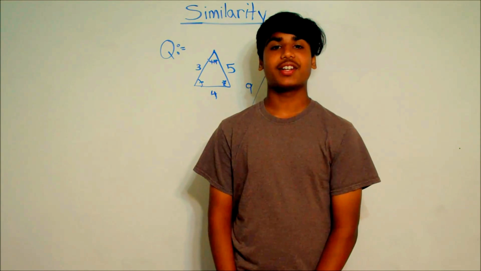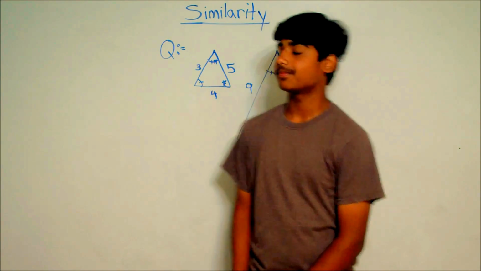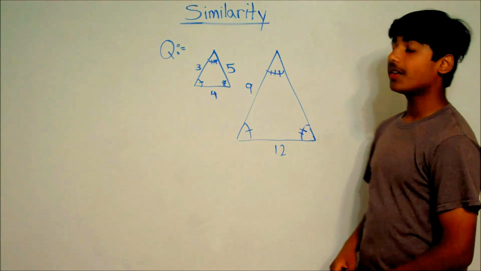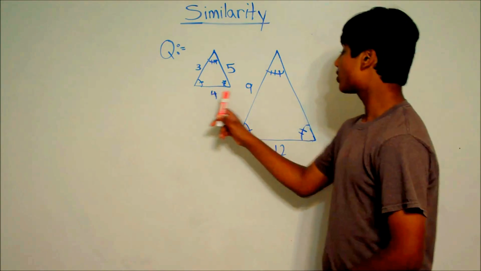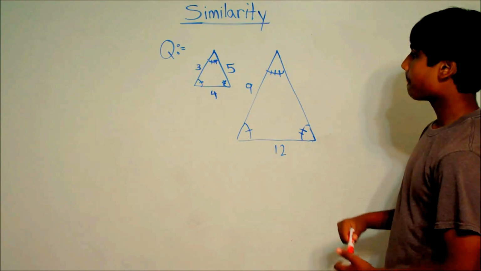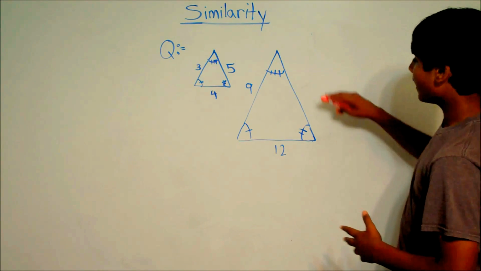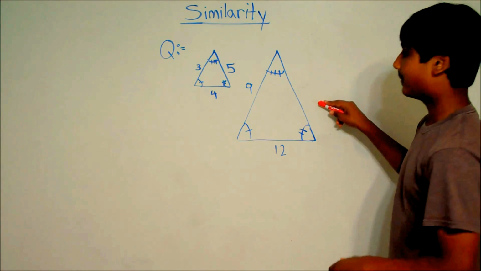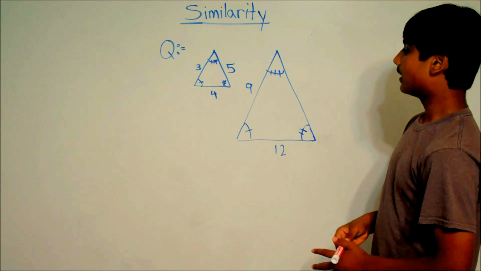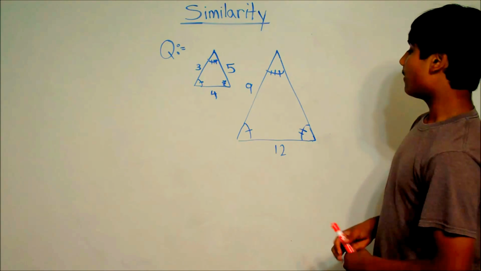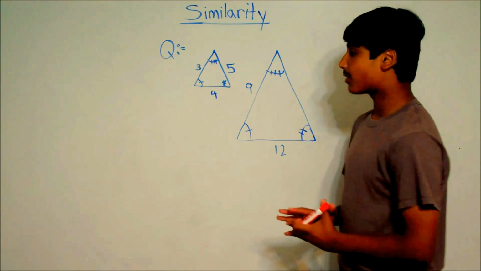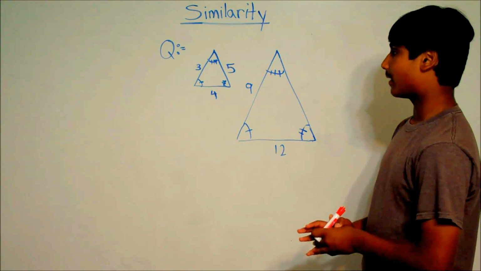Today we're going to learn about similarity. Over here we have two triangles, a small triangle and a big triangle. Now, we have to prove that these two triangles are similar and find the length of the missing side. So, let's do that. Now, as you can see, in both triangles they have congruent angles.